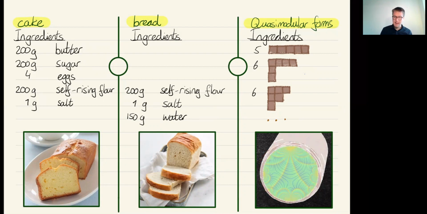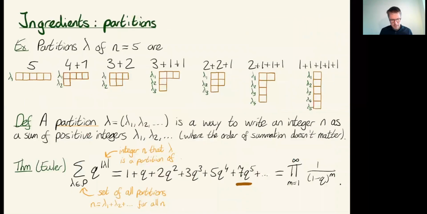And what will be the ingredients for us? For us, the ingredients, as I said, are the partitions, and we will see later how to choose the right amounts of each partition to take. But first let me explain what partitions are. I will start with an example.